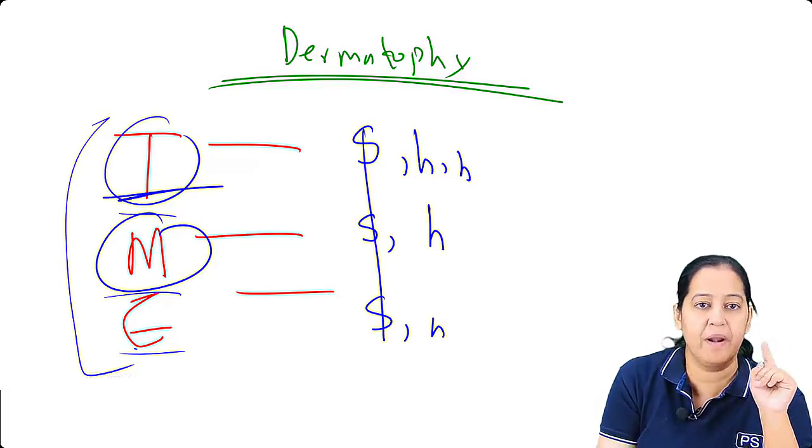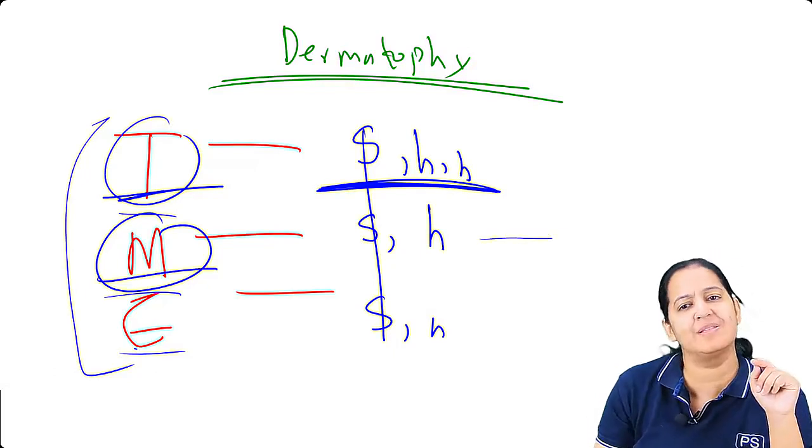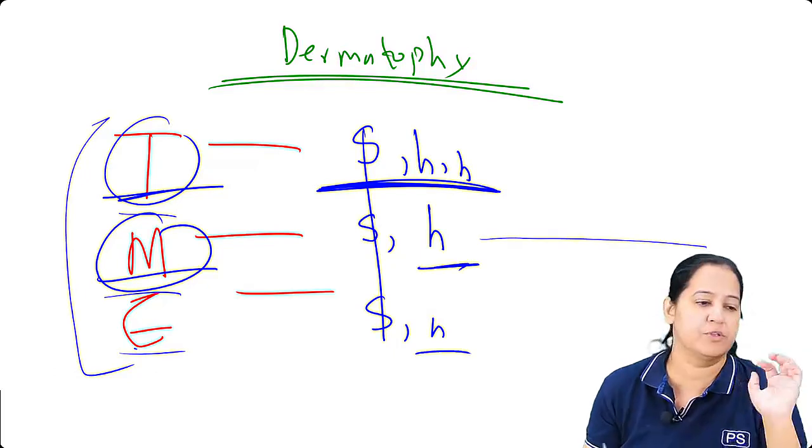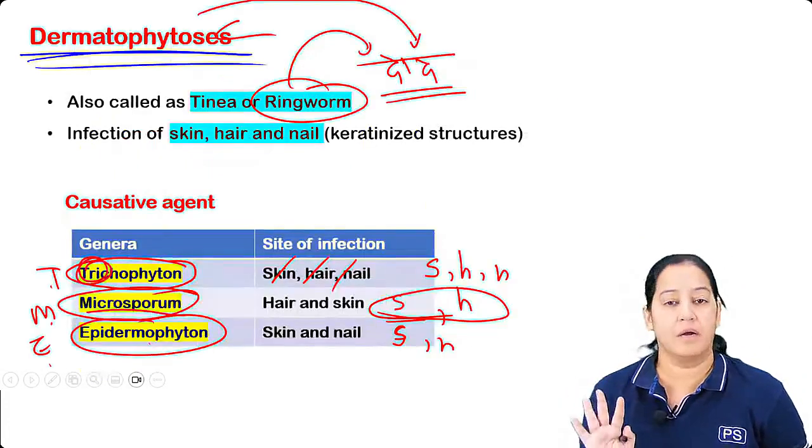And this is triple. Try. So all three are there. In micro, very thin structure. That is hair. And whatever remains, in that, nail. This is how I learned. Okay? You can make your own way. So this is the causative agent.